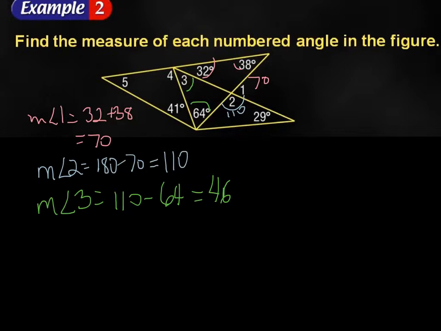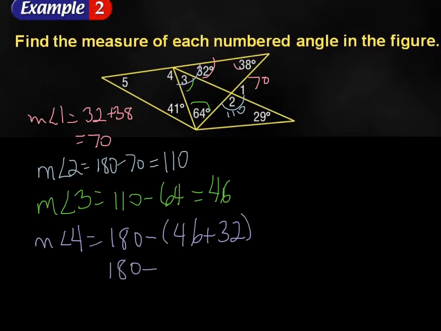Now to find angle 4, I can see that angle 3, which we just said was 46, plus 32 plus angle 4 has to equal 180. So to get measure of angle 4, I need to take 180 minus 46 plus 32. So we have 180 minus 78 is 102 for angle 4.